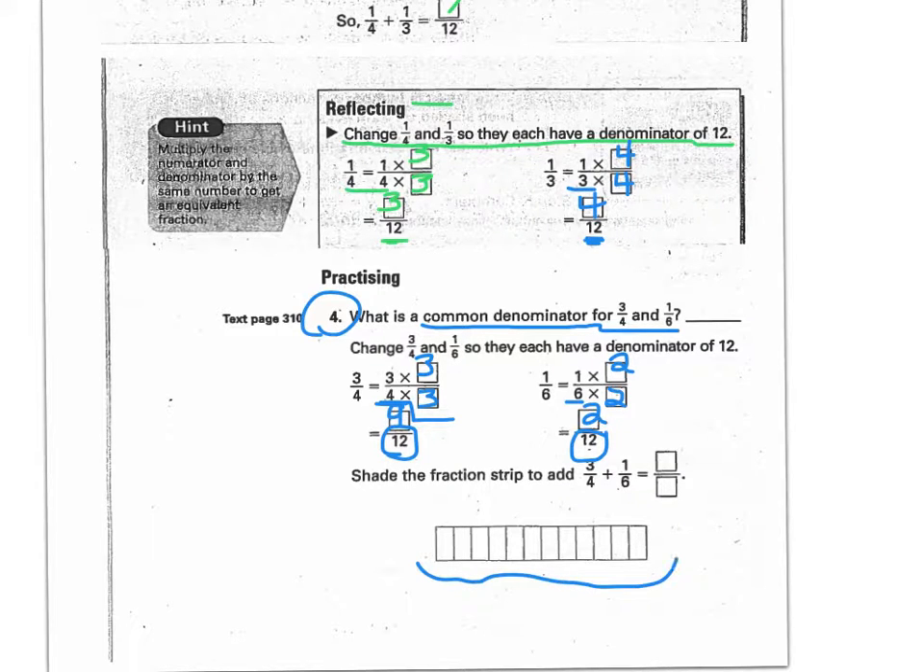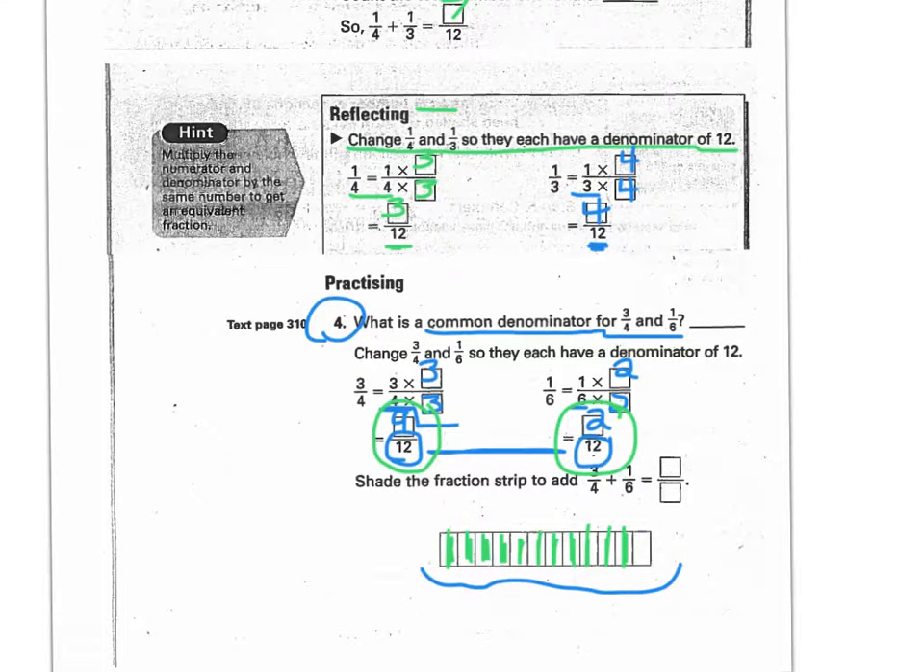My fraction strip is divided into 12 equal sections because that is my common denominator. So I'm going to highlight 9/12. 1, 2, 3, 4, 5, 6, 7, 8, 9. Now I'm going to highlight 2. 1, 2. This gives me a total of 11/12.